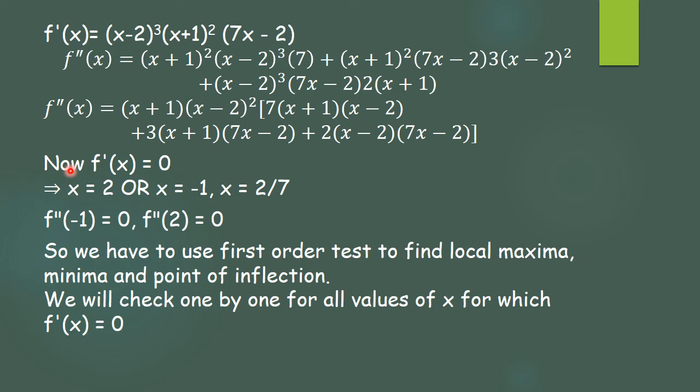And so we have to use the first order test to find out the local maxima, minima and point of inflection. For that, we will check for every value of x what happens with f dash of x to the left hand side of that value and to the right hand side of the value, because the first order test says that on the basis of the first order derivative at the left points and the right points, we find out the maxima and minima value.